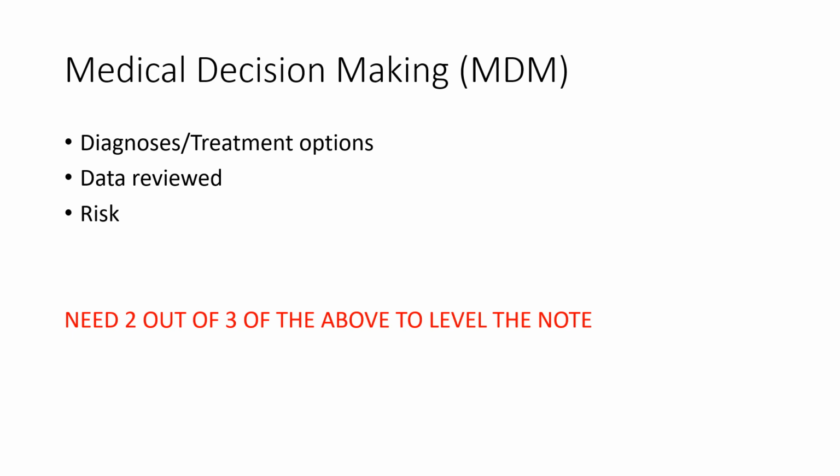So for example, let's say I'm doing an inpatient progress note. And for medical decision making, it's moderate. I'm going to need moderate data review and moderate risk. If my diagnosis and treatment options don't hit that level, I will still be able to bill for that medical decision making.